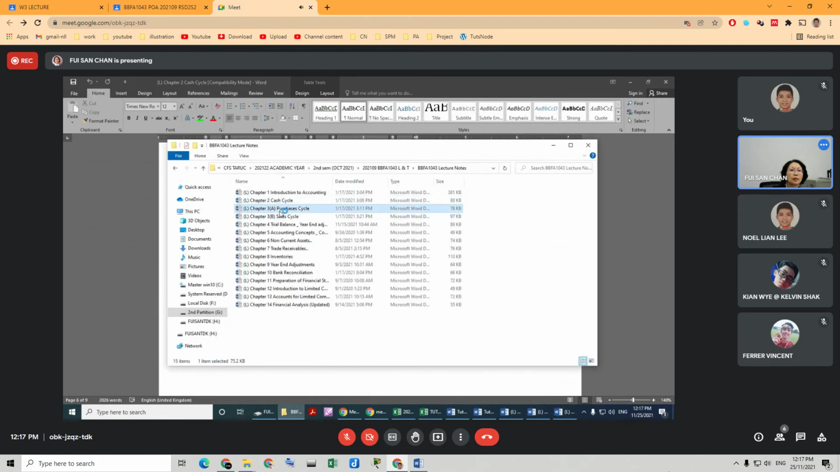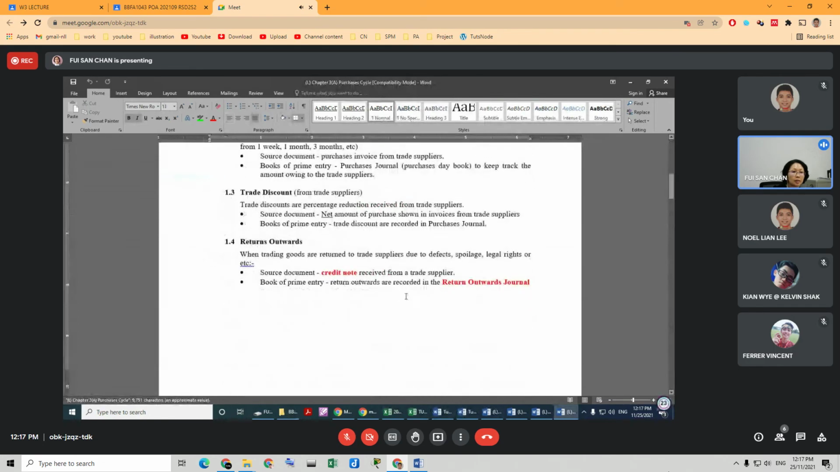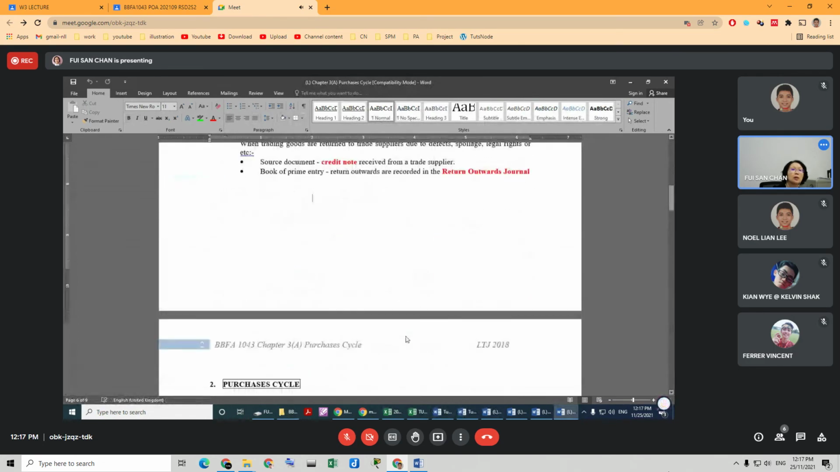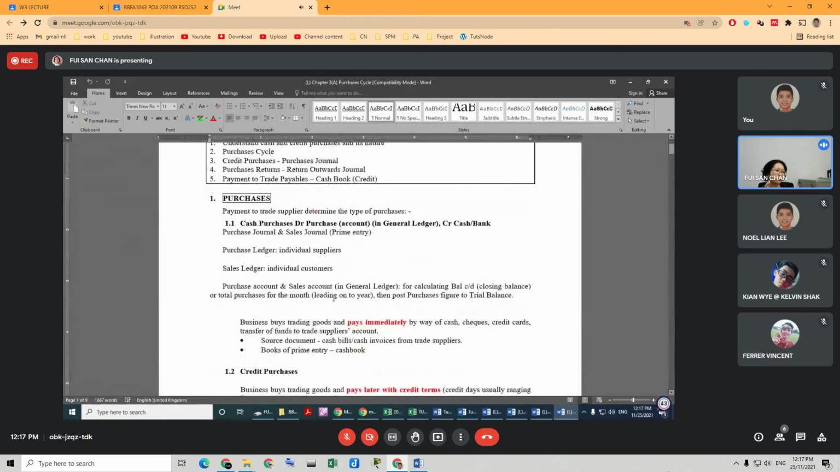Now purchases cycle. Purchases cycle is actually okay. When we talk about purchases, we can have cash purchases or credit purchases, right? Cash purchases, you record in where? What is your double entry for cash purchases? Debit?